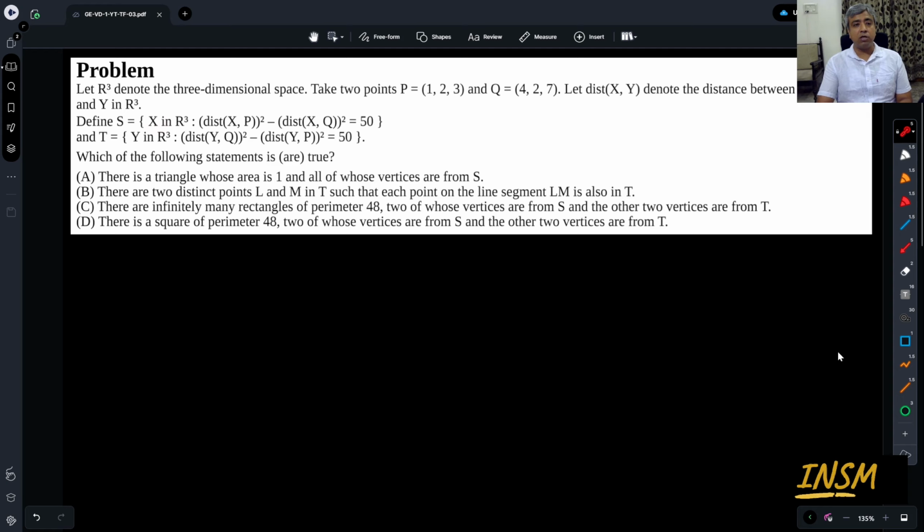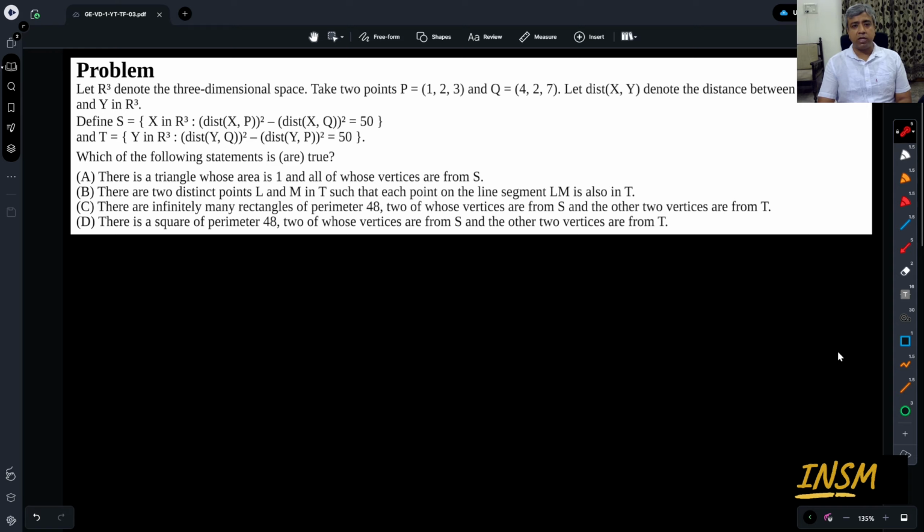X belongs in R cube such that distance between x and p square minus distance between x and q square is 50. Similarly, it defines a set T, where y in R cube is distance between yq square minus distance between yp square equal to 50. And it's a multi-correct problem. So it gives us options.